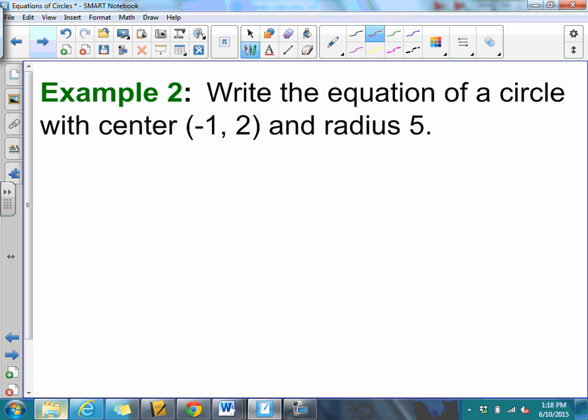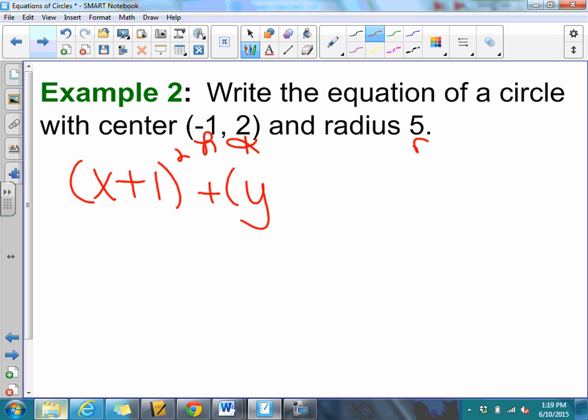Write the equation of a circle with a center of negative 1, 2, and a radius of 5. Alright, so same thing. This is my h, this is my k, because it's my center, and this is my r. What happens when you minus a negative? Right, so it's going to be x plus 1. So anytime you see a plus sign here, you know part of your center is negative. Plus y minus 2, quantity squared equals 5 squared. Easy.